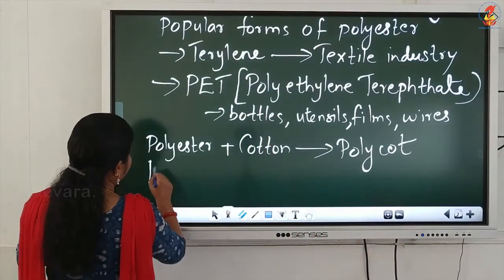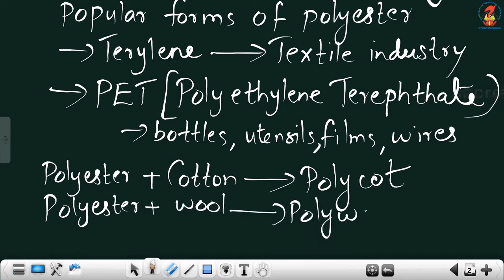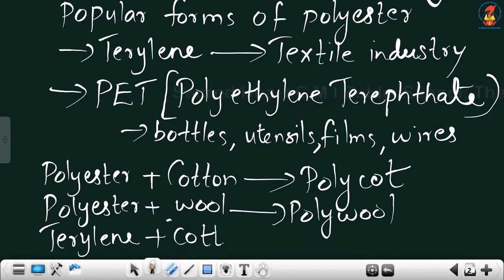Then polyester again is mixed with wool, a natural fiber. Then you get another kind of fabric called polywool. Then terylene, a form of polyester, is mixed with cotton and we call it terrycot.